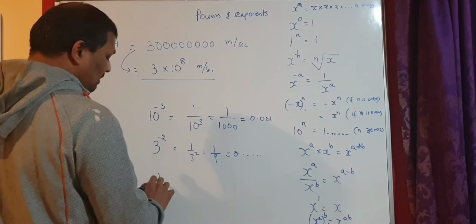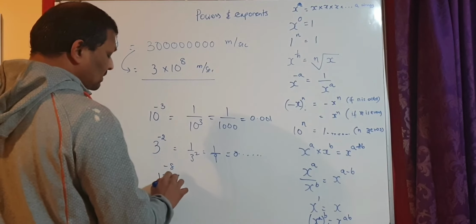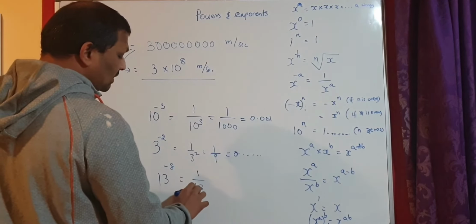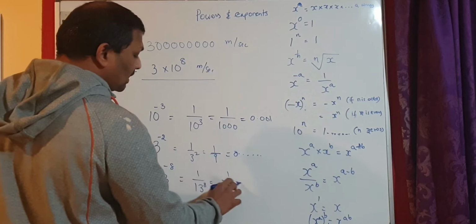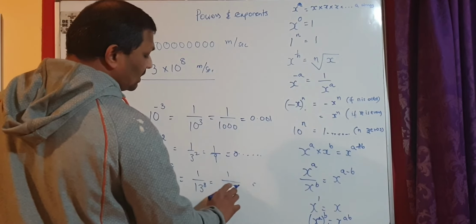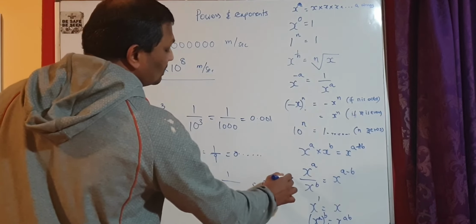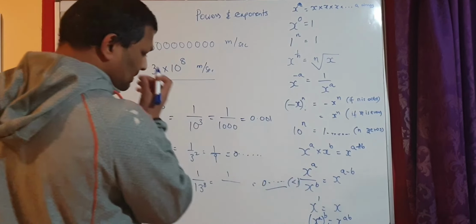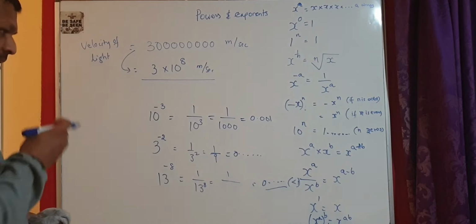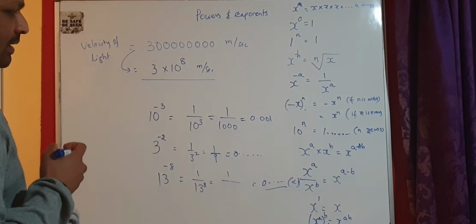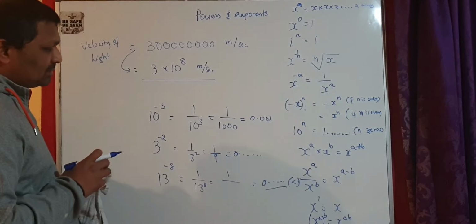You pick up any number, 13 to the power of minus 8, that's going to be 1 by 13 to the power of 8, that's going to be 1 by some big number, and 1 by that big number you'll always get a 0 point something, which is less than 1. Okay, these are various tricks that you have to notice while you're dealing with numbers, powers and exponents.